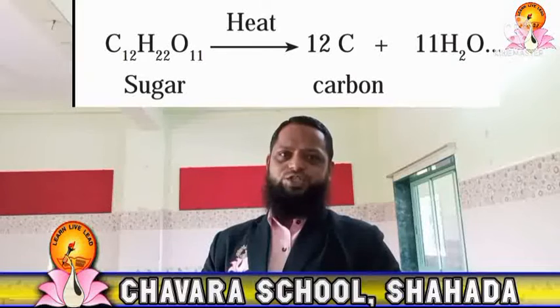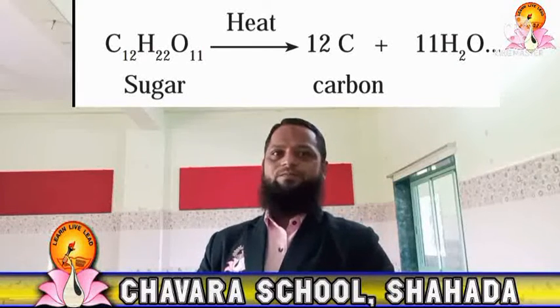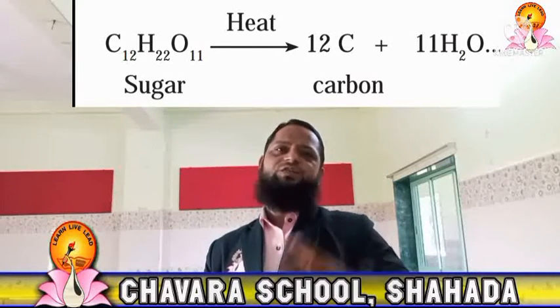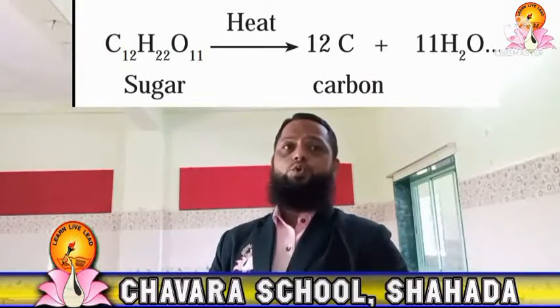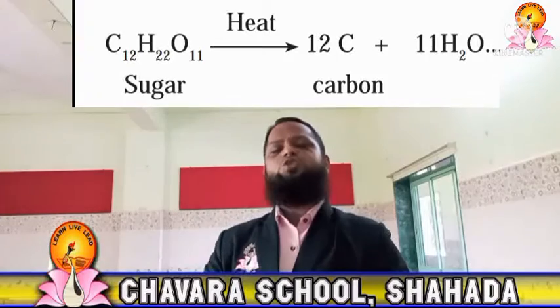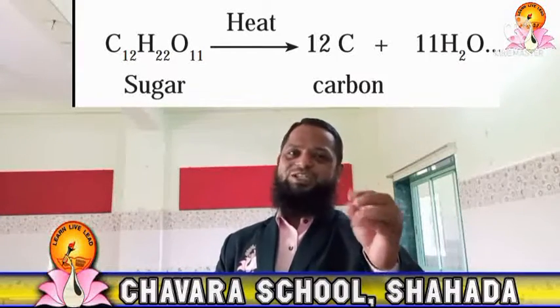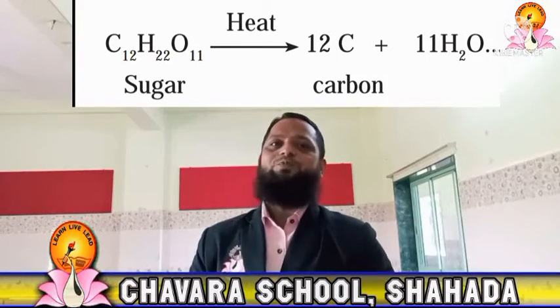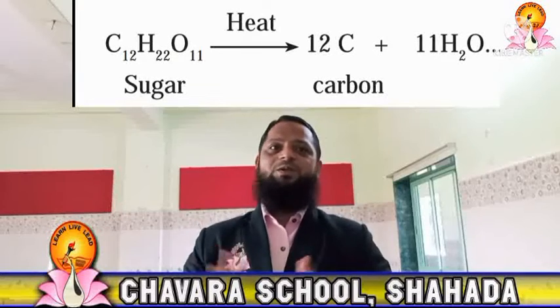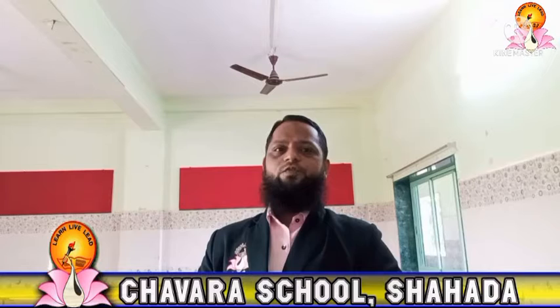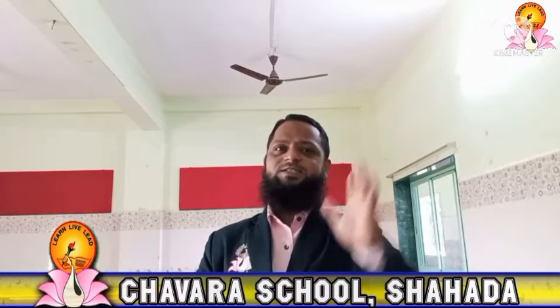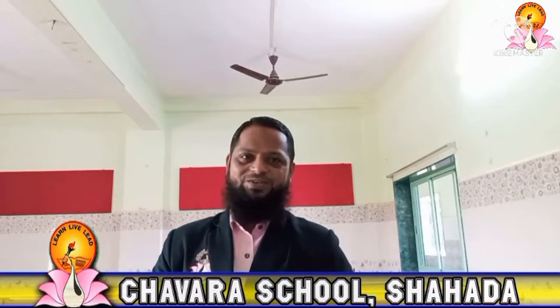Sugar, C12H22O11. So dear friends, the reaction in which there is only one reactant giving rise to two or more products is called a decomposition chemical reaction. So decomposition chemical reaction is very simple. Here we are getting two or more products from a single reactant. I hope I am clear to you.